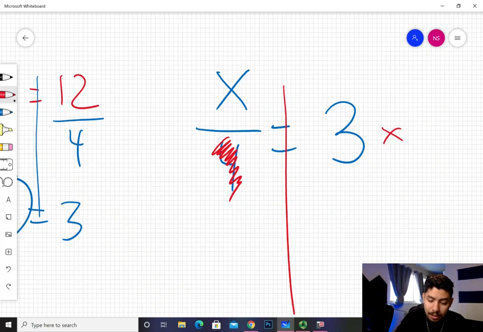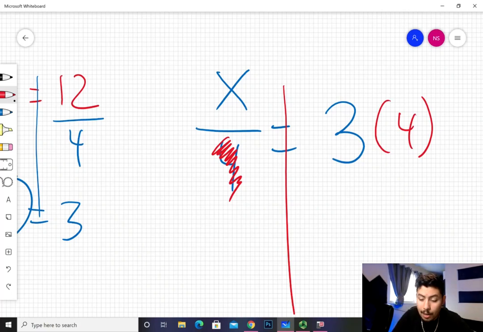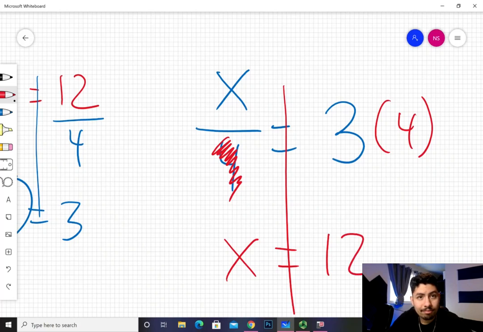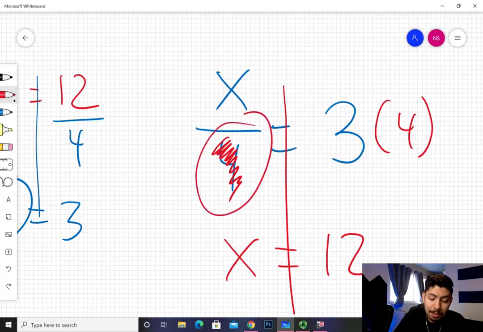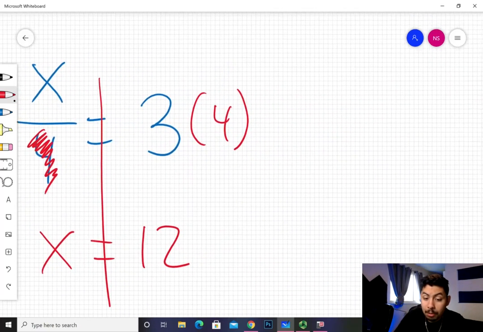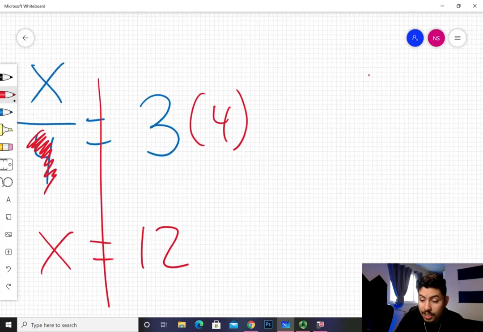Either times 4, or you could write it like this. Right? And that would give you your answer in this specific case. 3 times 4 gives you my 12, right? But it's always the denominator. Why is that important to know? Always the denominator is because of more problematic questions like this.